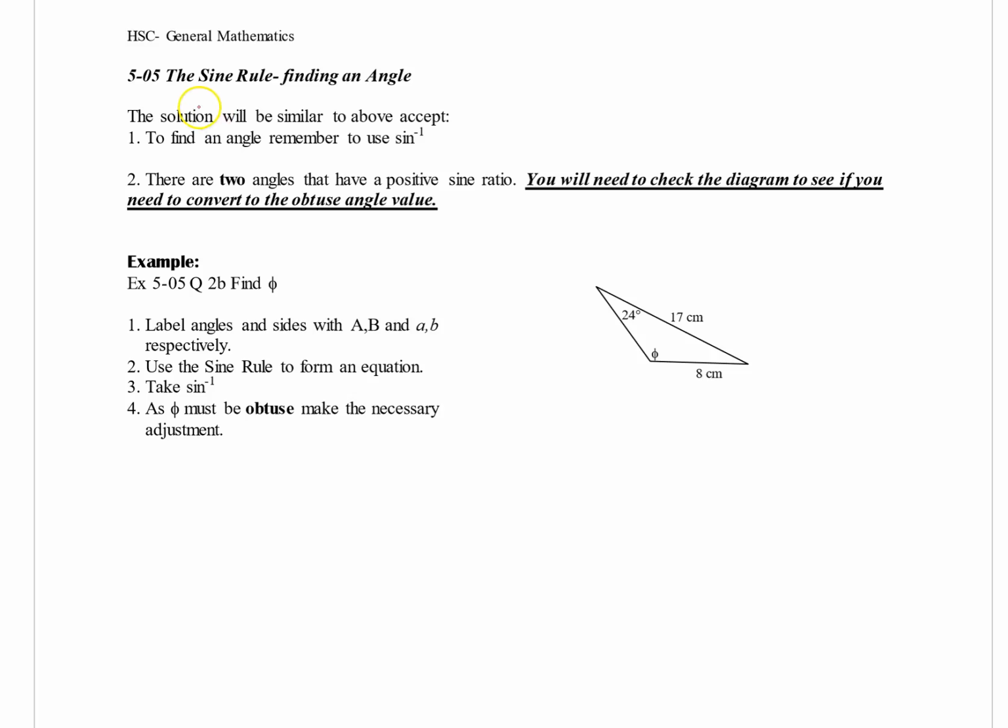Exercise 505 gives you situations where you'll be using the property from the previous exercise. You will be using the sine rule to find an angle. Now, it's fairly obvious here in this example that if we're finding that angle, then our answer has to be a number between 90 and 180 degrees. It has to be what we classify as an obtuse angle.